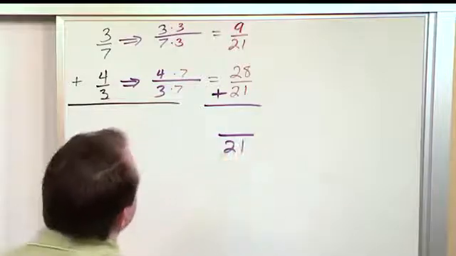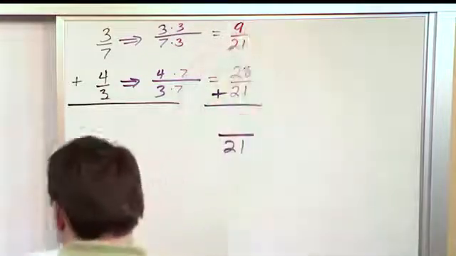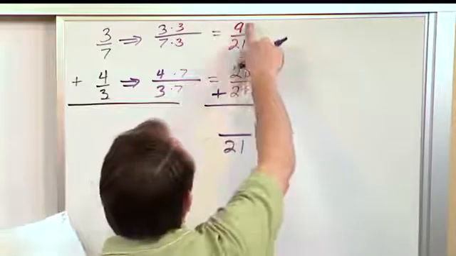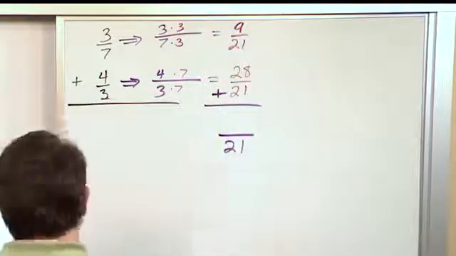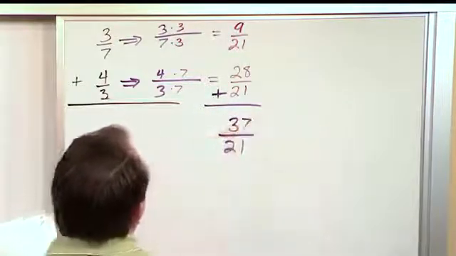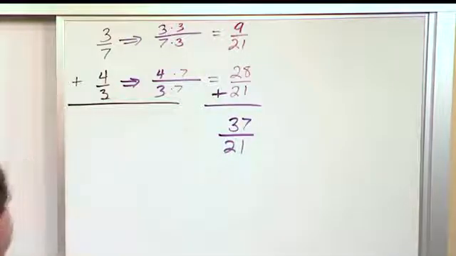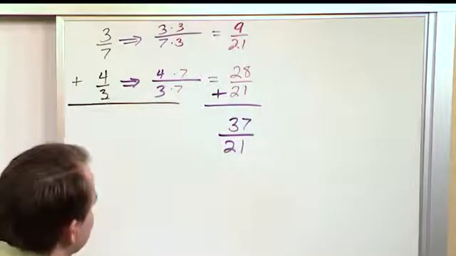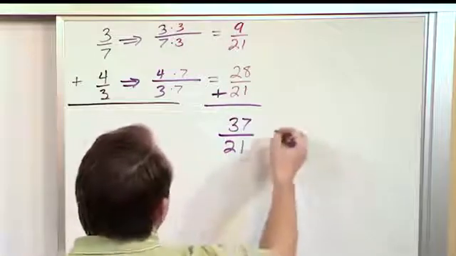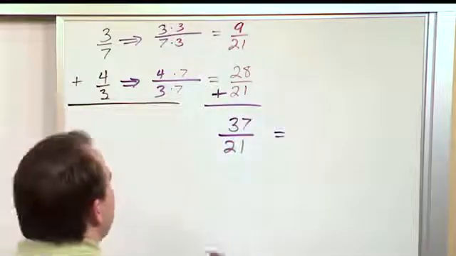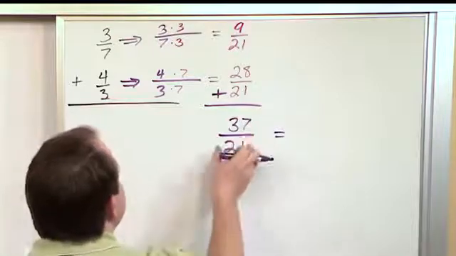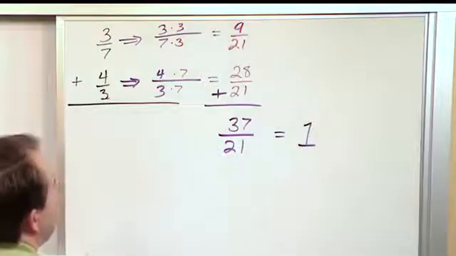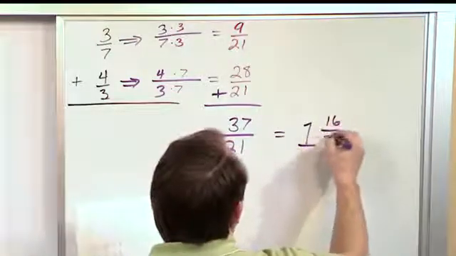The 21 stays on the bottom, and I add these guys, 28 plus 9, actually. We're adding the numerators together. So what I'm going to get there is 37/21. And you start looking and saying, can I simplify it? Well, you can't really divide and simplify too easily, but then you also realize that this is an improper fraction. So this is perfectly fine to leave like this, but I can also write it as a mixed fraction. 37 divided by 21 only goes in one time, right, with a remainder of 16 over 21.